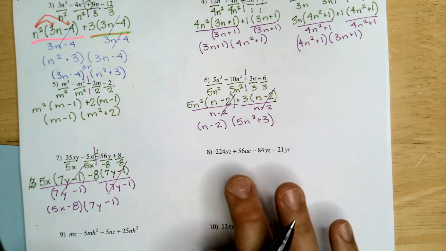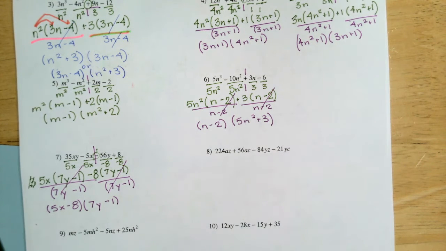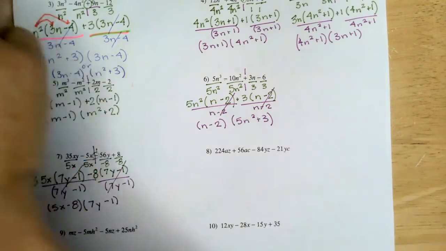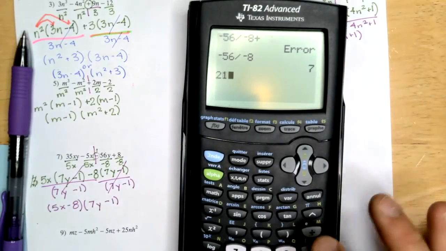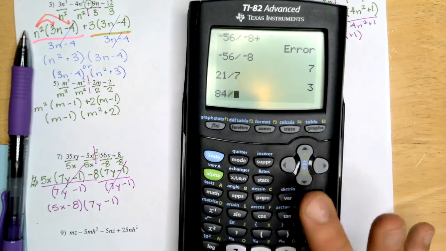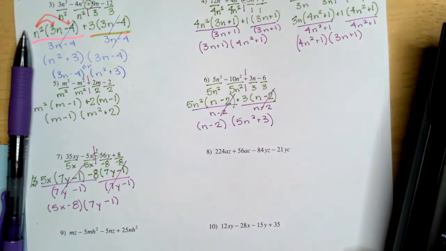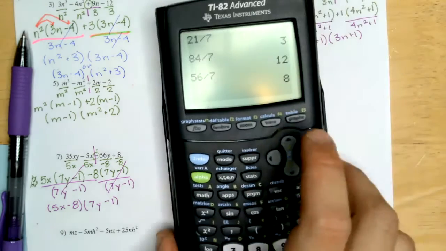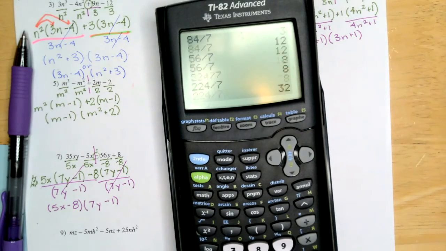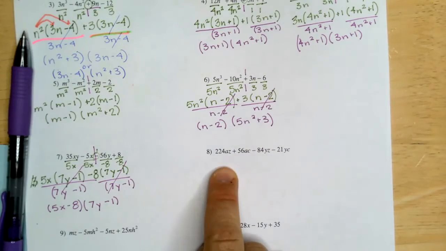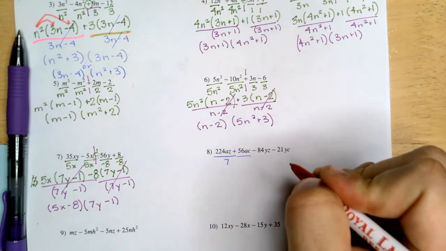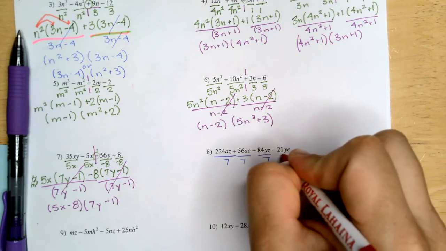All right. When your numbers are very big like this, you can look at it and say, can I factor something out before I factor by grouping? So maybe there is a common term, right? 21 and 84, I know those are both divisible by 7. Is 56 divisible by 7? It is. Is 224 divisible by 7? Hopefully 32. So what I can do first is take 7 out of everything. Divide that by 7. Divide that by 7. Divide that by 7. Divide that by 7.